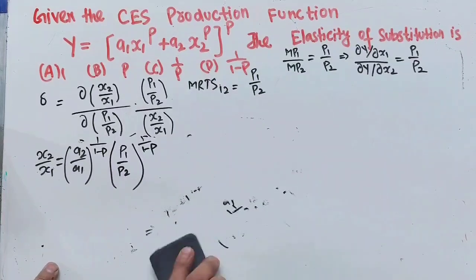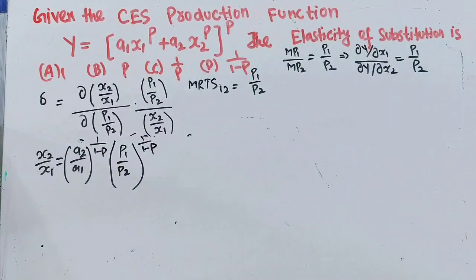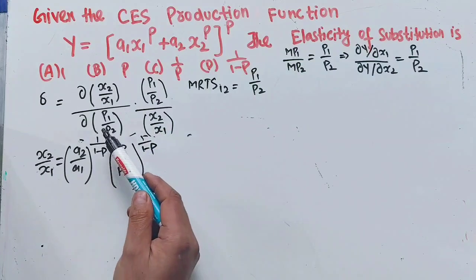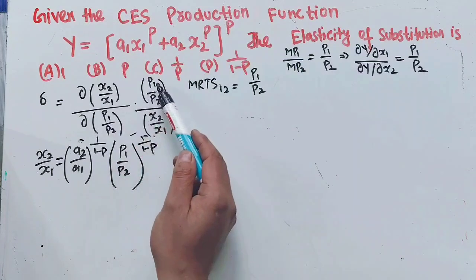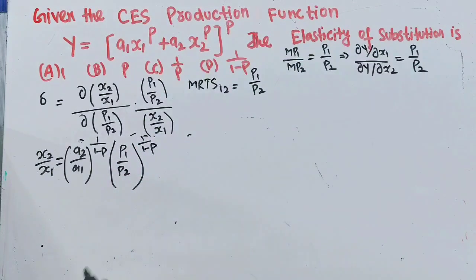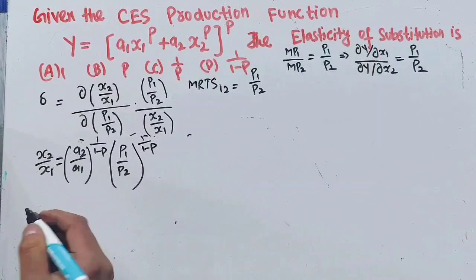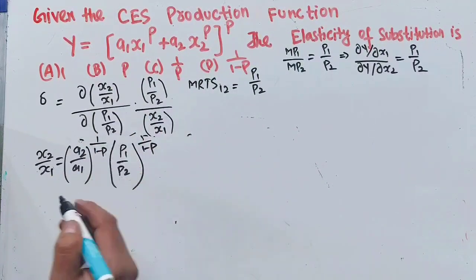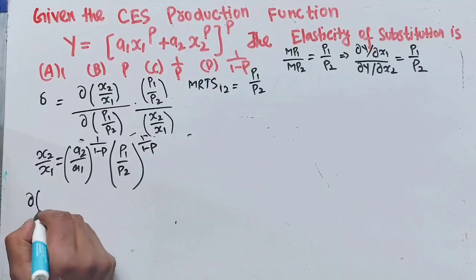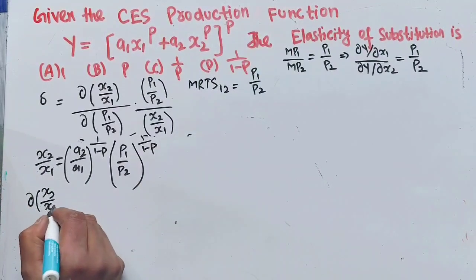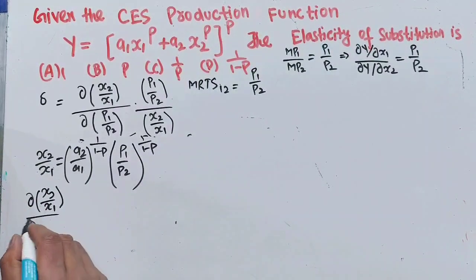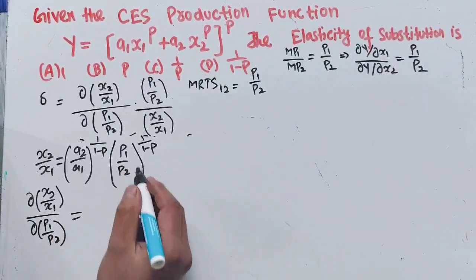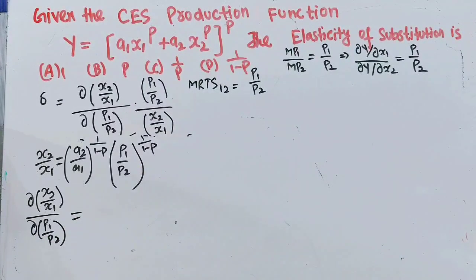Now using the elasticity formula, we need to find the change in the input ratio due to the change in the input price ratio, times input price ratio divided by input ratio. So let us differentiate this with respect to p1 upon p2. That means the derivative of x2 upon x1 with respect to the input price ratio, that is p1 upon p2. We need to differentiate this with respect to p1 upon p2.